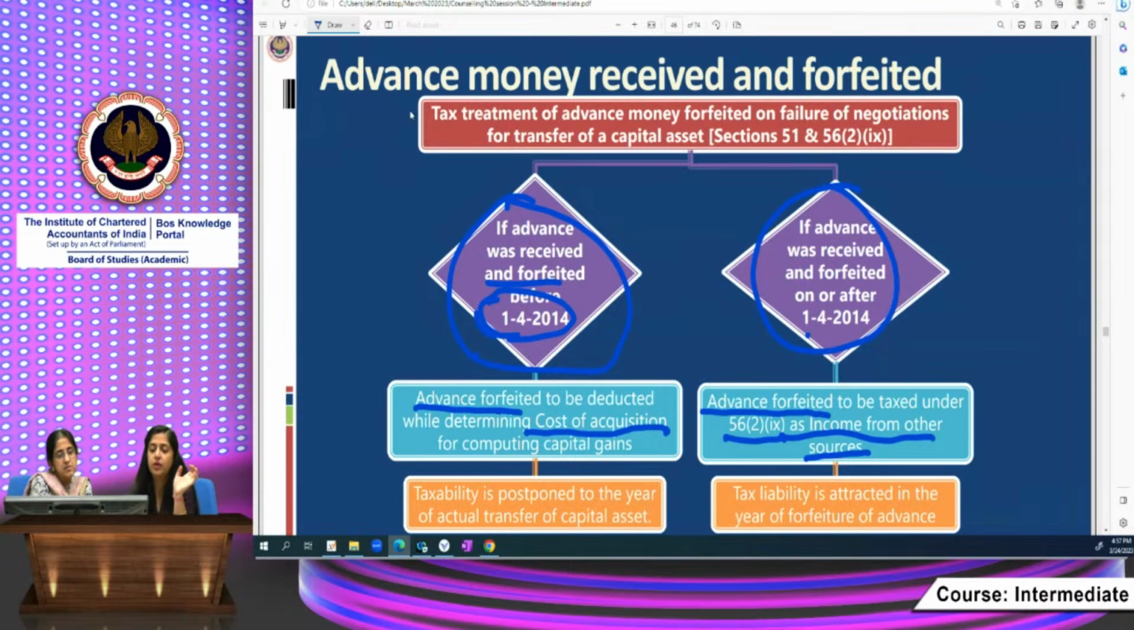Suppose you have purchased in 2005, the transaction was not concluded in 2009, and in 2022-23 you are transferring the property. Then the cost, whichever is on 2009, you are supposed to reduce the amount forfeited, which you forfeited in 2009, and on the remaining, you have to apply the indexation by considering the CII of 2005. So don't do the indexation of 2009 for the amount forfeited.